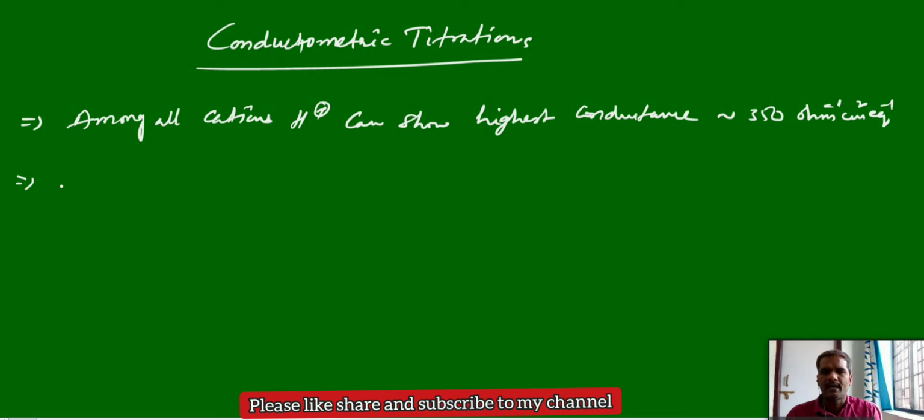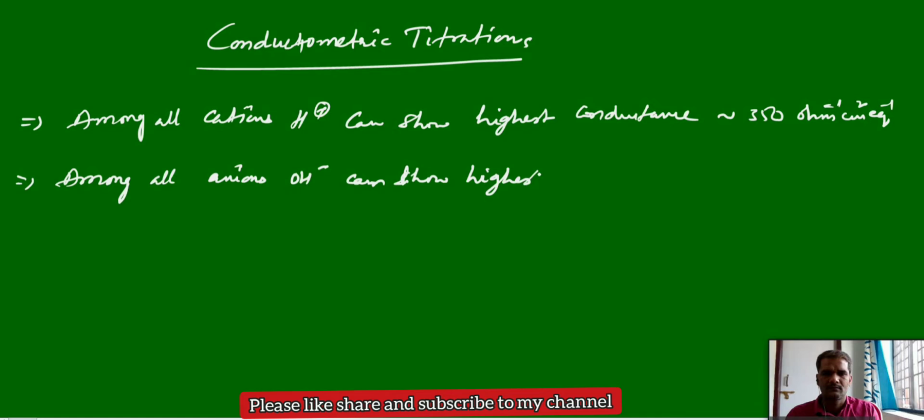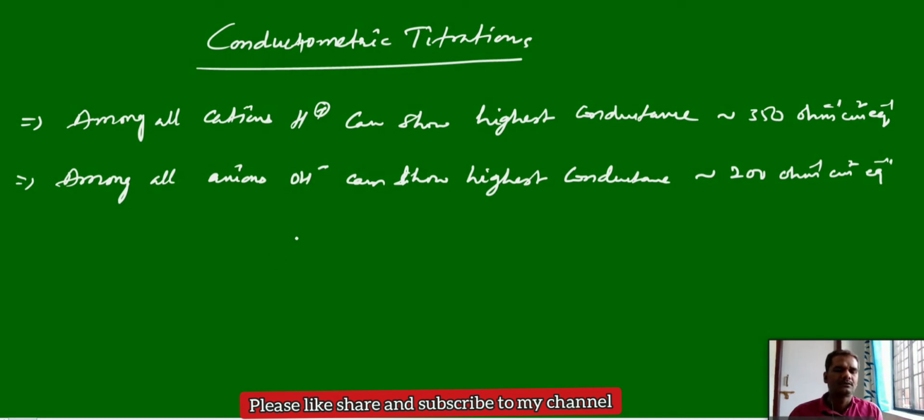Similarly, among all anions, OH minus ion can show the highest conductance. That is approximately 200 ohm inverse centimeter square equivalent inverse. So out of all ions, H plus and OH minus ions make more contribution towards the conductance.